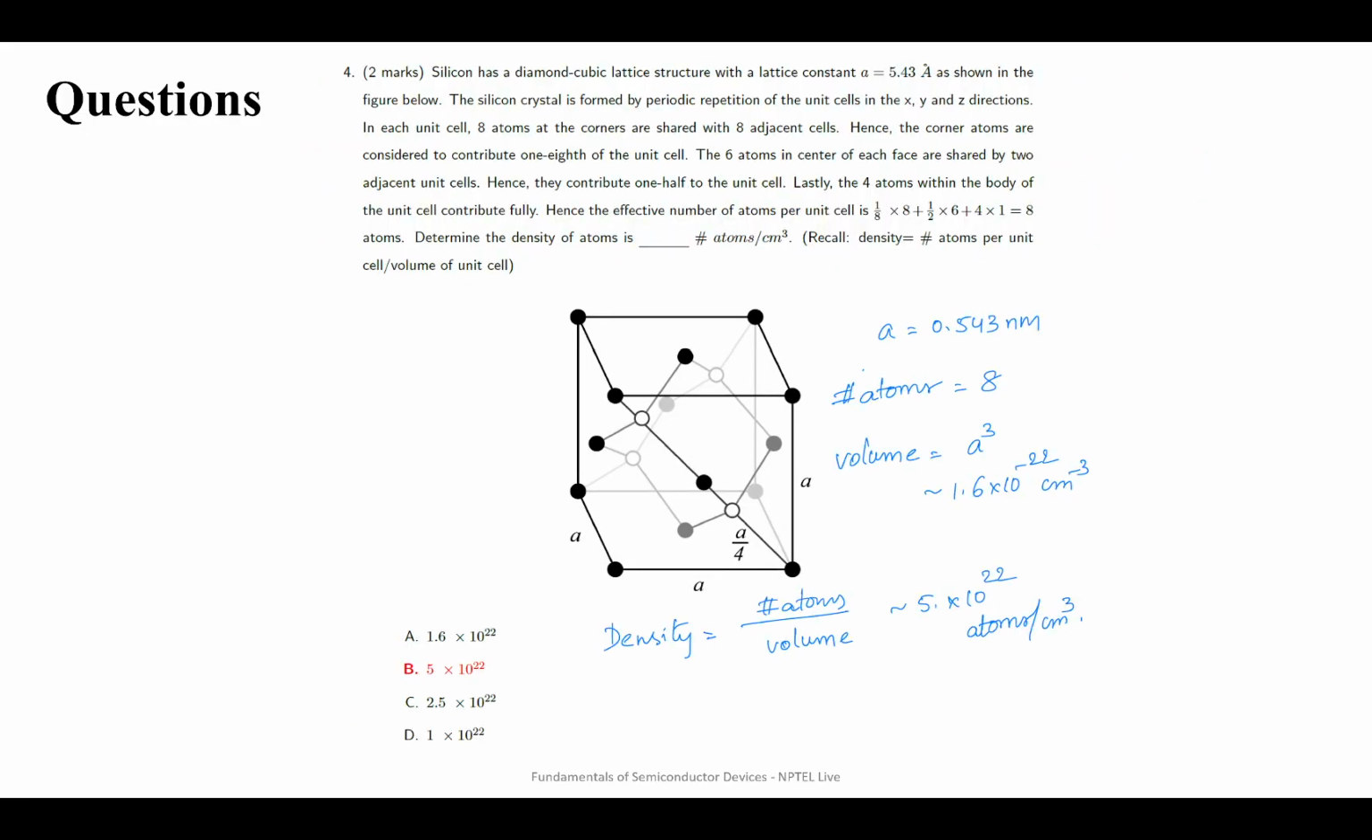So the answer to this is 5 into 10 to the power 22. So you know a is 5.43 angstrom, which is 0.543 nanometer. So the volume will be a cube. So you calculate it, it will come out to be 1.6 into 10 to the power minus 22 centimeter cube, and the number of atoms per unit cell is 8. So just divide 8 by 1.6 into 10 to the power minus 22, which comes out to be 5 into 10 to the power 22.